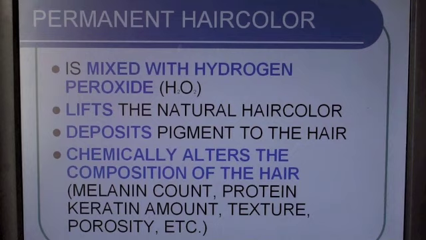Permanent hair color deposits pigment to the hair, and it also chemically alters the composition of the hair, meaning melanin count could be changed. If the hair is being lightened, some of the melanin could be removed. Protein keratin amount could be changed because the hair would change its composition. The hair is made of protein keratin. The texture could be changed, or porosity could be changed depending how strong of a peroxide you would use or how much of the ammonia does color have.